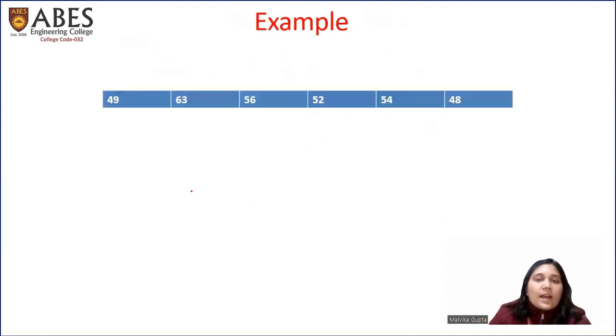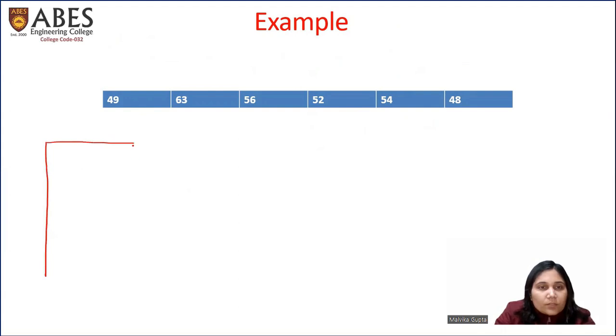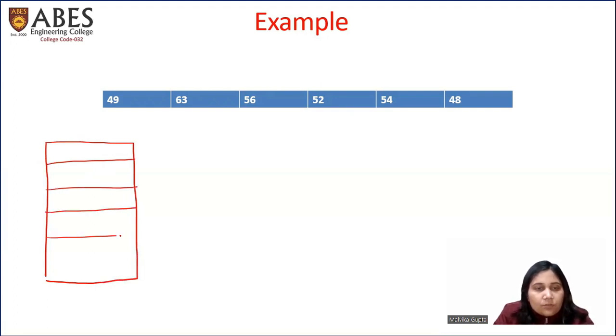So we have this question. Let me explain it with the help of an example. I want to keep the keys in the hash table. Suppose my hash table size is 7. Let me create a hash table with indices 0, 1, 2, 3, 4, 5, and 6.